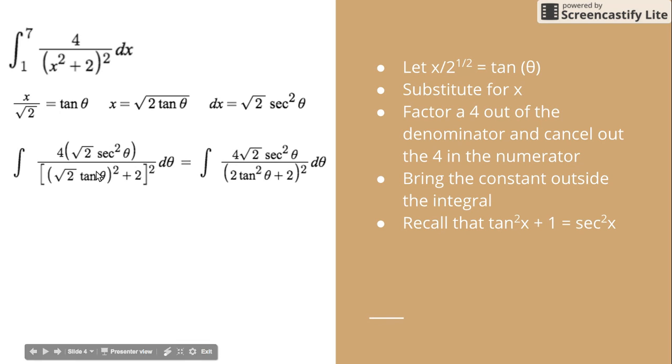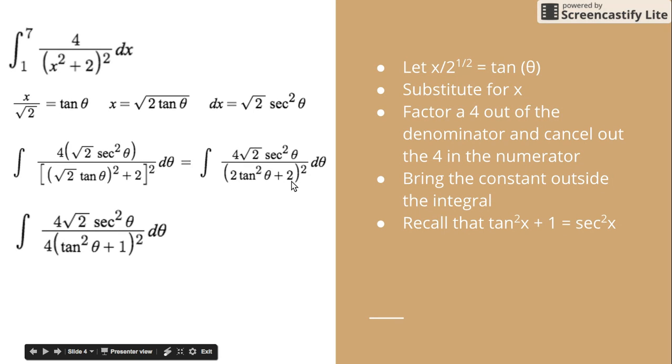Now just plug in root 2 tan theta as the x, as we did here, and also plug in root 2 secant squared theta as your dx. And if we simplify that and multiply it all out, we would get 4 root 2 secant squared theta over (2 tan squared theta plus 2) squared d theta.